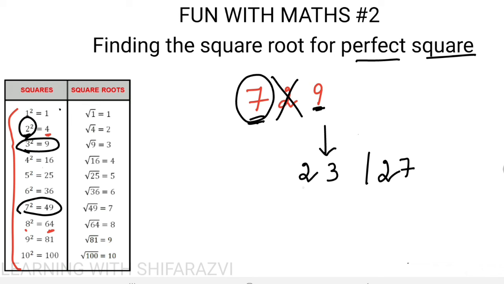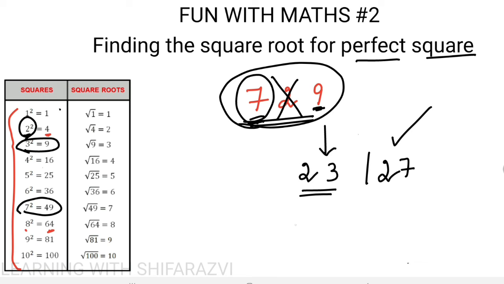Now 23 will be ruled out. Why will it be ruled out? Because the number is larger, the number is 729. So it is almost near 30. So 30 into 30 is 900. So it is almost near 800 and 900. So 27 will be the answer. So the root of 729 will be equal to 27.